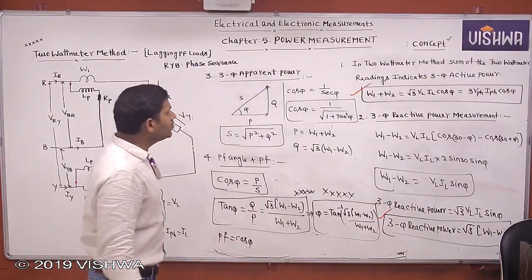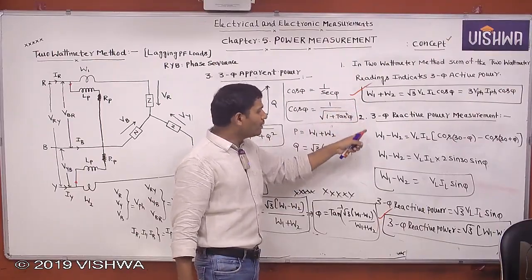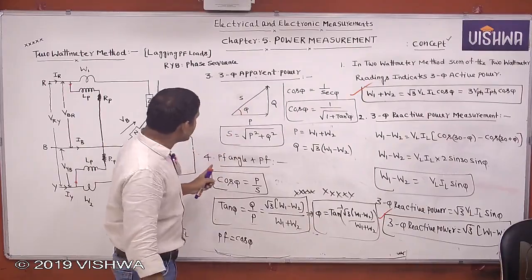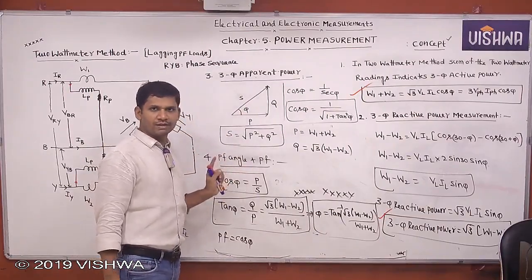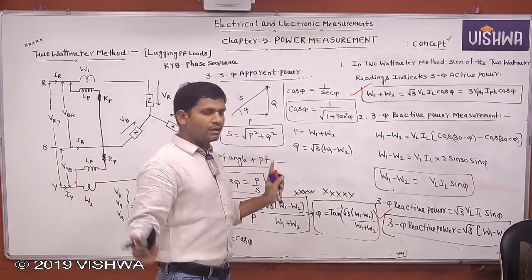Understood? That means by using the 2 wattmeter method, we can measure 3-phase active power, 3-phase reactive power, then 3-phase apparent power, and we can measure the power factor angle and power factor. Understand? Quick note down.